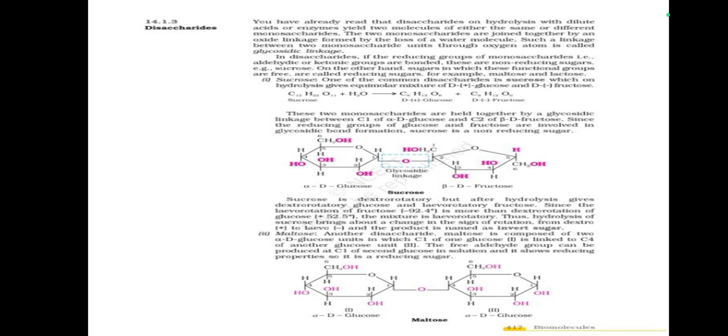Maltose. Another disaccharide, maltose, is composed of two alpha-D-glucose units in which C1 of one glucose is linked to C4 of another glucose unit. The free aldehyde group can be produced at C1 of the second glucose in solution, and it shows reducing properties, so it is a reducing sugar.